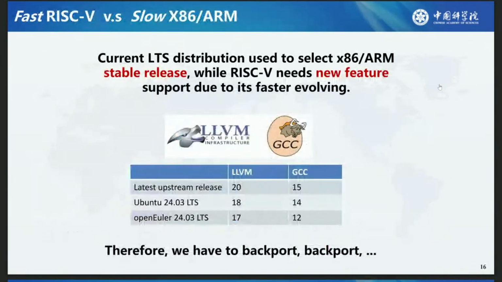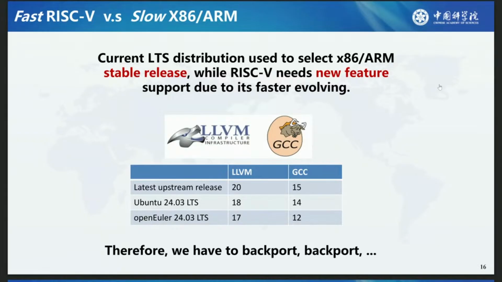And also there's a conflict between the fast RISC-V and the slow x86 and ARM. How to understand this? We all know that x86 and ARM architectures are relatively stable, so there's little chance for that. But for RISC-V, like last year, we ratified so many ISA extensions. So we need to develop new features for these extensions in software. But x86 and ARM prefer the stable versions.